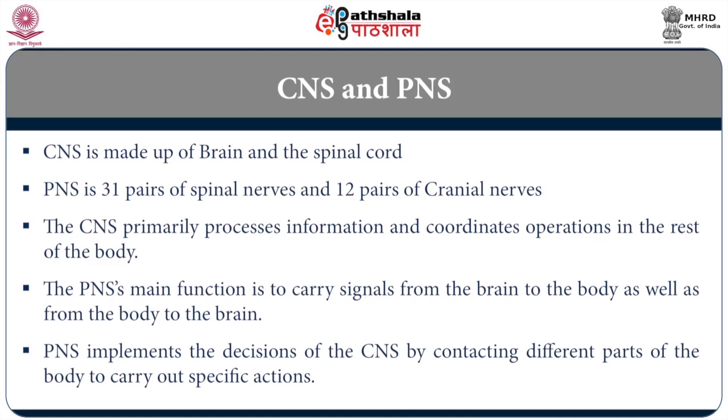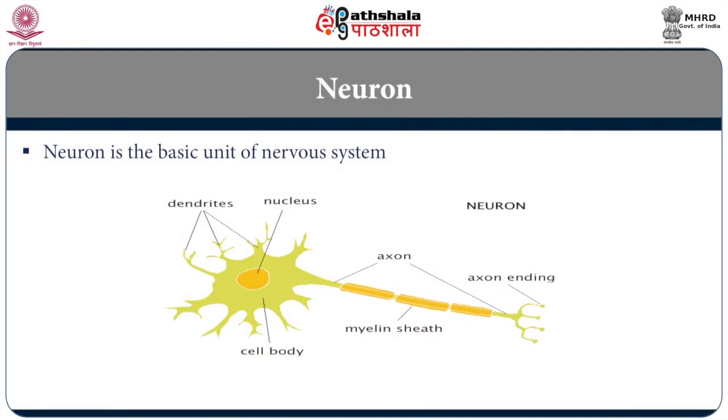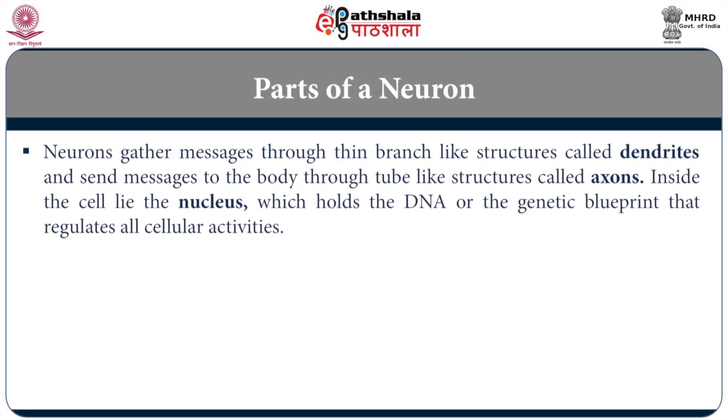The figure you see on the screen illustrates the structure of neuron, which is the basic unit of nervous system. The neuron has a nucleus and a cell body. The nucleus and cell body has DNA, which is the genetic blueprint that regulates all cellular activities of the nervous system. The branch-like structures are called dendrites and they bring information into the cell body. The tube-like long structure is axon. It carries information away from cell body into the next neuron. The axon is covered with myelin sheath, which helps in conduction of the neural impulses.